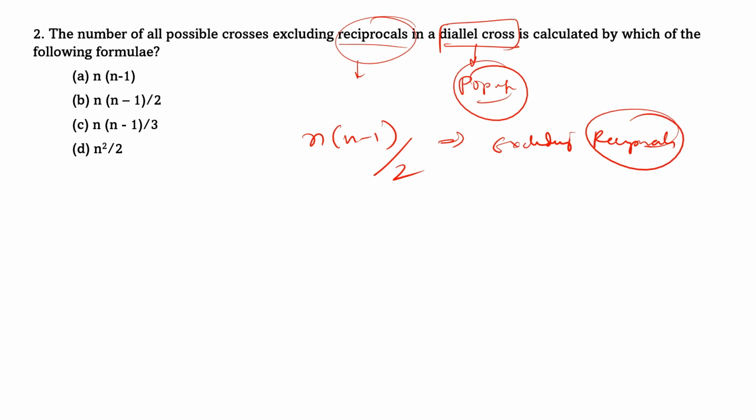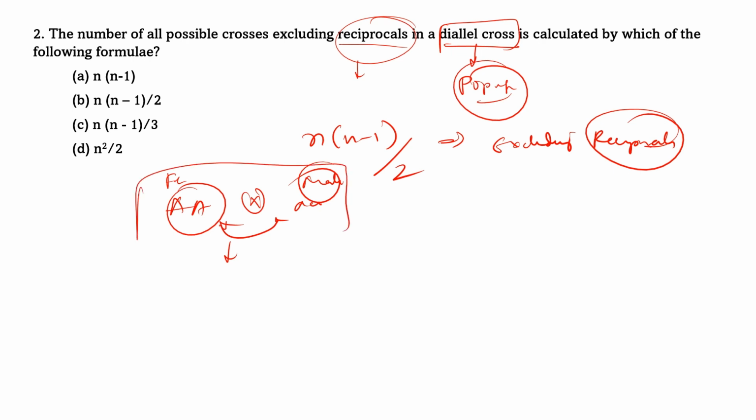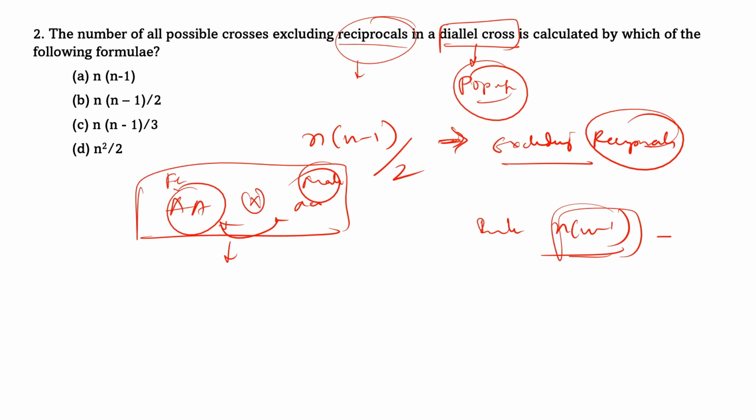Reciprocals means reciprocal crosses. If we are using capital A as female in the first case, crossed with small a as male, we can just reciprocate and do the cross again, right? This is just a simple example I am giving. So if they are asking to exclude these reciprocals, it will be n into n minus 1 by 2. If they are asking for including reciprocals, it will be just n into n minus 1. Just remember these two formulas.